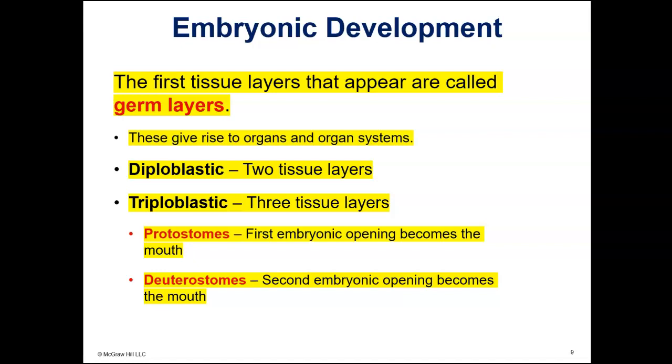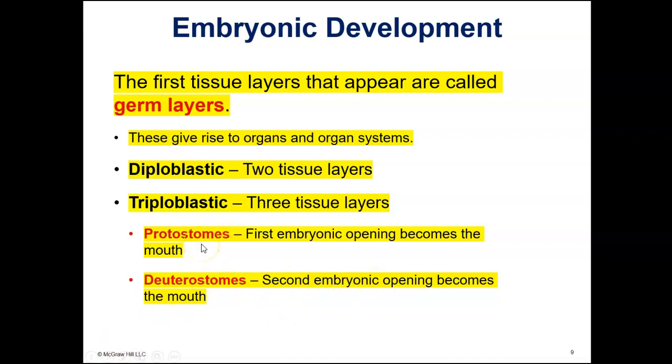And the openings are for the digestive tract, for the GI tract. So there's a mouth and an anus. Now, if that first opening becomes the mouth, then it is a protostome. But if the first opening becomes the anus and the second opening becomes the mouth, then it's a deuterostome.